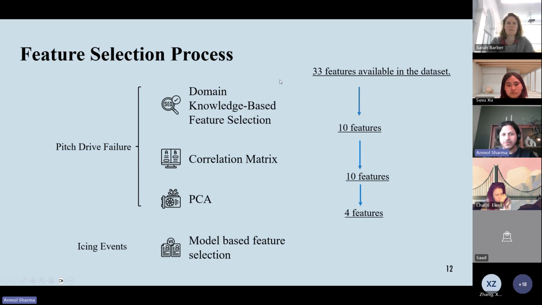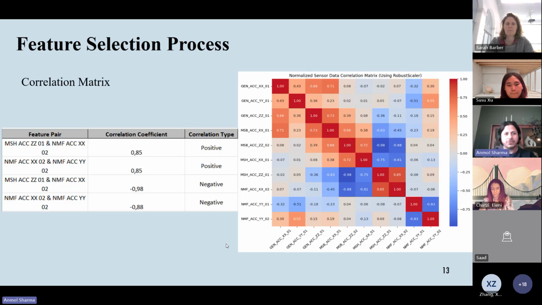Then I used a correlation matrix to check how these 10 features are related to each other, and afterwards I applied PCA to reduce those features. For the icing events, I used a model-based feature selection process. These are the results for the top 10 features after domain knowledge, where some features are highly positively and some are highly negatively correlated to each other.